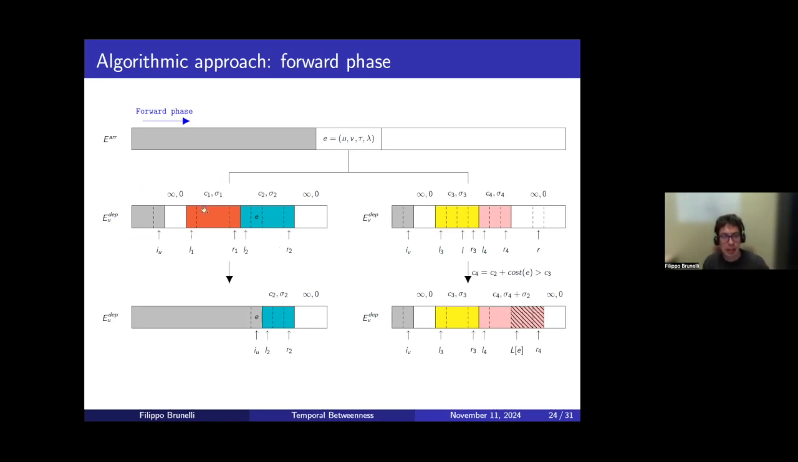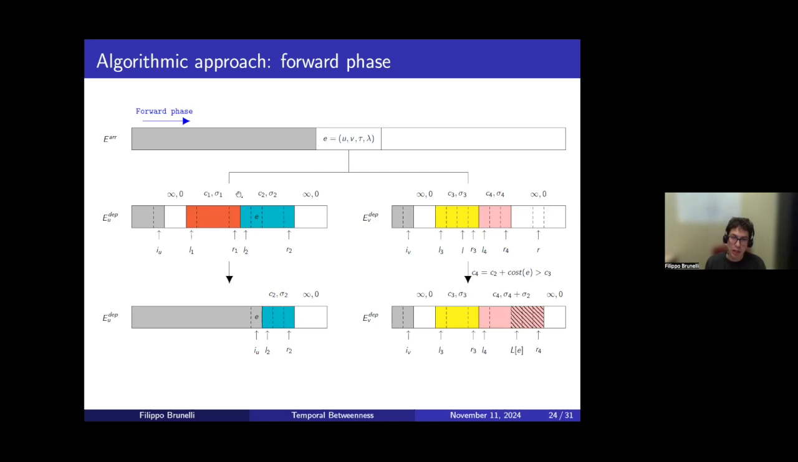So in the forward phase, we are performing a linear scan of ER. ER is the list of temporal edges sorted by arrival time. So we are analyzing each edge by non-decreasing arrival time, and whenever we are reading an edge E, we perform two different types of operation. The first thing that we do is depicted here on the left.